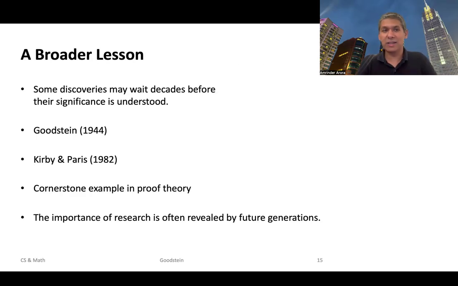And that, I think, is a bit of a broader lesson here. Another lesson, I mean, sometimes some discoveries can wait decades before somebody understands what is the real significance of their work. As you notice, between 1944 and 1982, almost 40 years elapsed. But now it's considered a cornerstone example in proof theory. And sometimes, the importance of research is just going to be revealed by future generations.